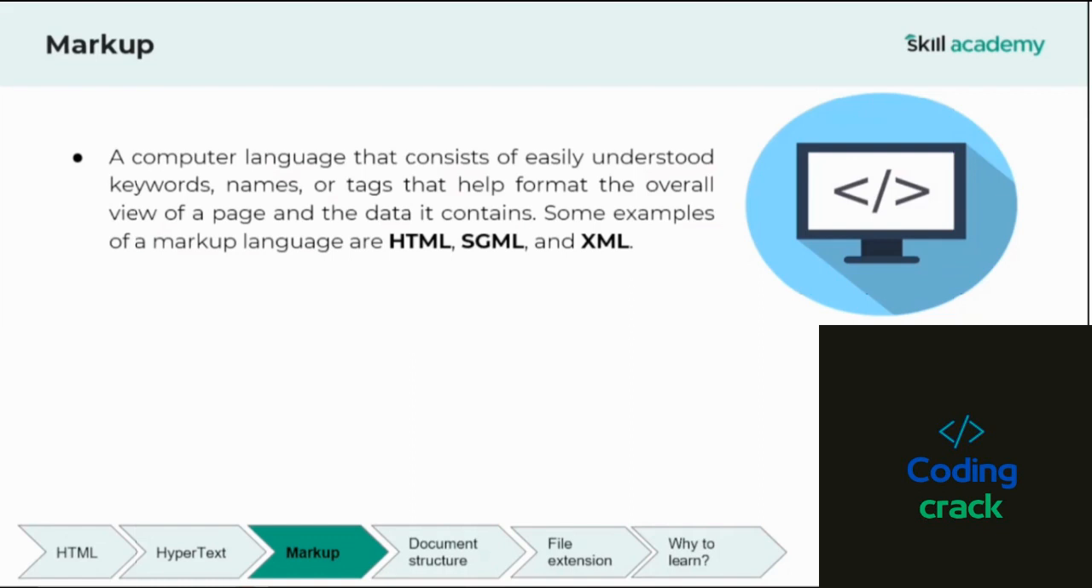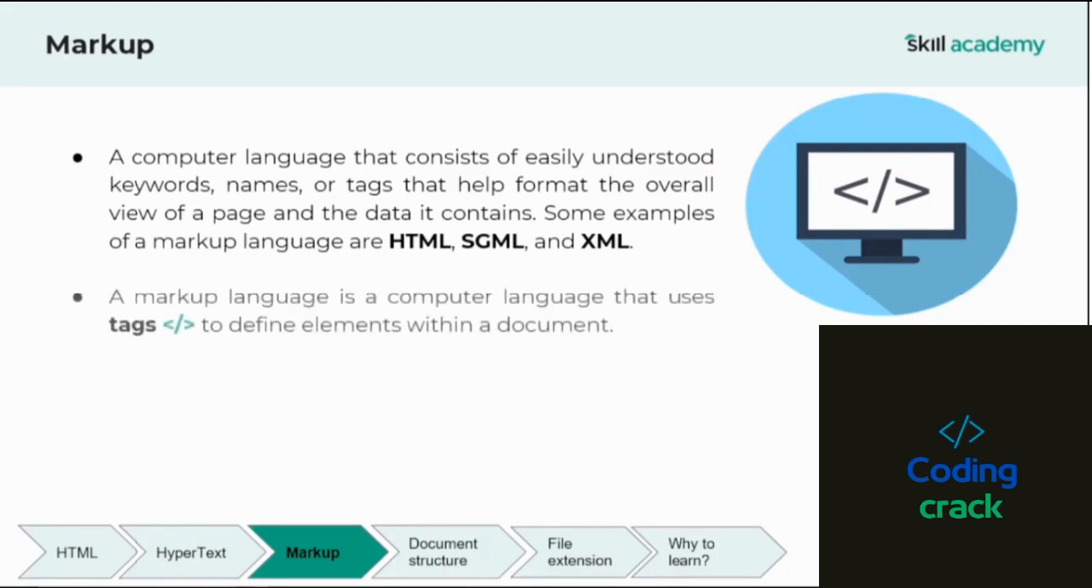Some examples of markup language are HTML, SGML and XML. HTML, SGML, XML use tags to define the structure of a web page. A markup language is a computer language that uses tags to define elements within a document. That means in order to structure or design a web page, you are going to use tags. And guys, always remember, a computer language that consists of tags is known as a markup language. And HTML does the same. In HTML, you are going to use tags, and due to this reason, we can call HTML a markup language.